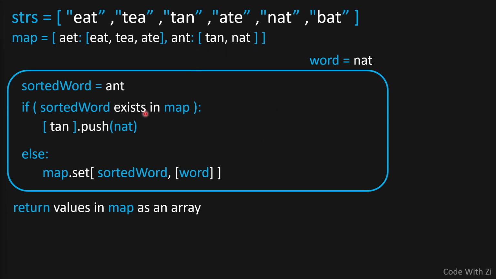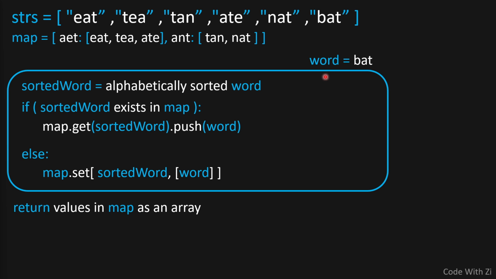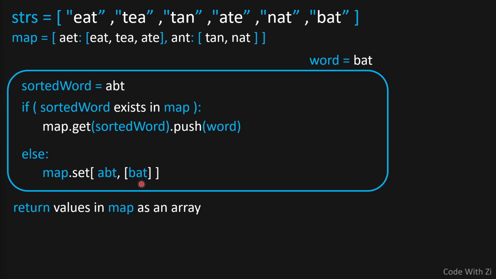And then we're gonna enter the next round. We're gonna have bat as our word, and then we're gonna sort it. That's gonna give us ABT. And then we're gonna check if it does exist in the map. It doesn't, so we're gonna fall inside the else, and we're gonna create a new group. ABT is gonna be the key of that group, and the word that we're gonna add to that group is gonna be bat, like so.